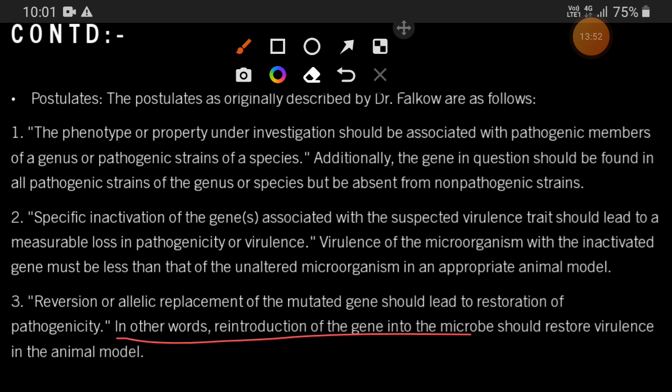Okay, and that is the concept of pathogenicity island, right? Because with pathogenicity island, we have seen that with the help of phage or conjugation, there can be insertion of a pathogenic gene inside a non-pathogenic bacterium. By that way, a microbe that was inactivated due to a mutation in a disease-causing gene can restore its virulence in the animal model.